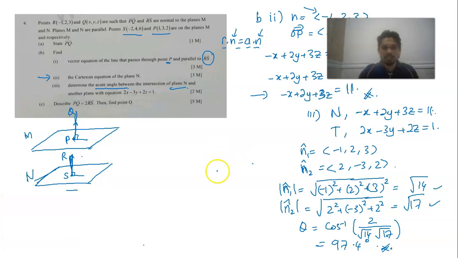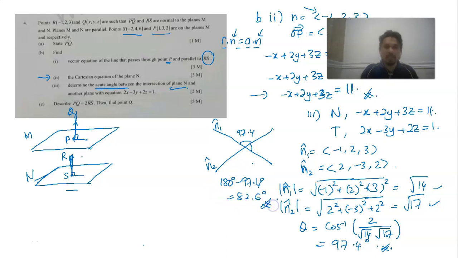Just imagine that there is a normal line of N1 and N2 here. The normals intersect at this point, and this angle here is 97.4, which is greater than 90 degrees. So we're going to look at the other side of the angle, which means 180 minus 97.4 degrees, and this gives you 82.6 degrees. Because an acute angle is an angle that lies in between 0 and 90 degrees. That is the meaning of acute angle.